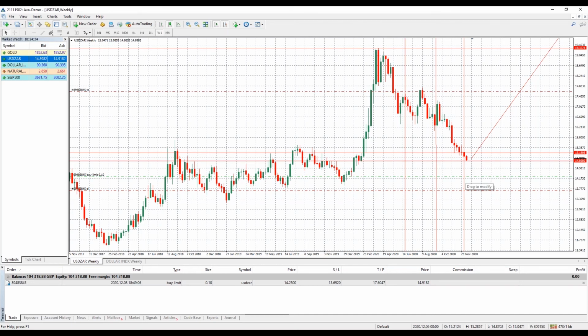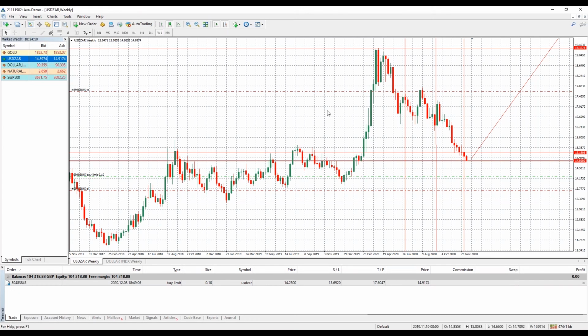Type OK if you know how to prepare a buy limit pending order, or type no if you don't. I'm happy to run through it again. USD South African Rand, support levels down a bit. Oh, okay. Let me run through. I got some no's there.